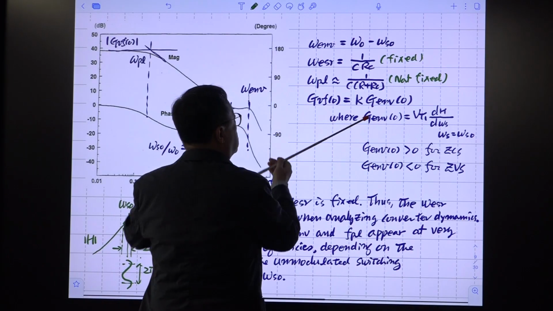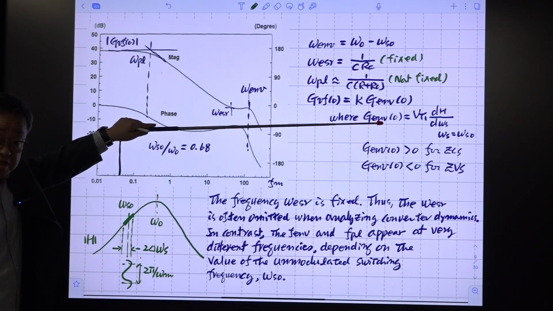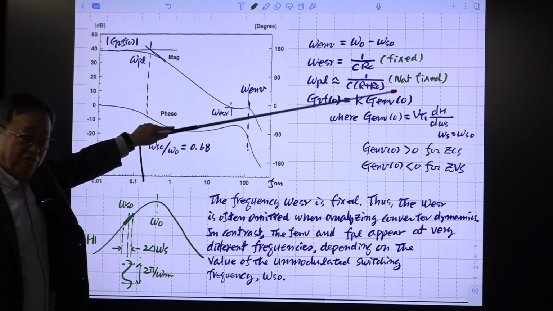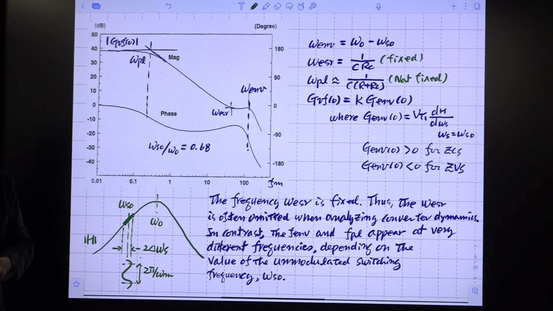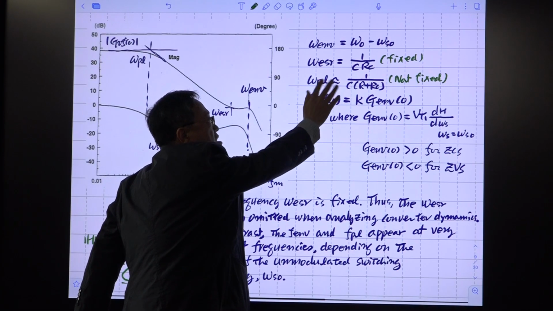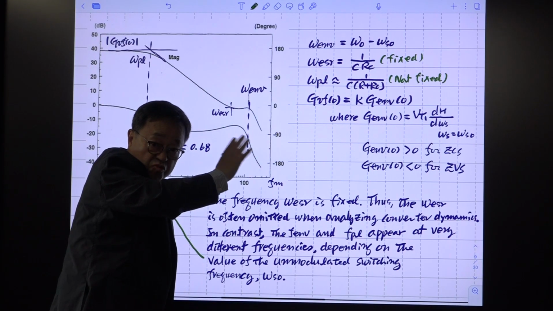And this omega ESR is fixed. It is always fixed. But this one, omega PL, is not fixed. Later on, we'll see this pole moving around a lot. I don't have any good explanation for that, but numerically that is found. I cannot use an equal sign here because it's moving. If you change the switching frequency, it's moving. This pole is moving a lot.